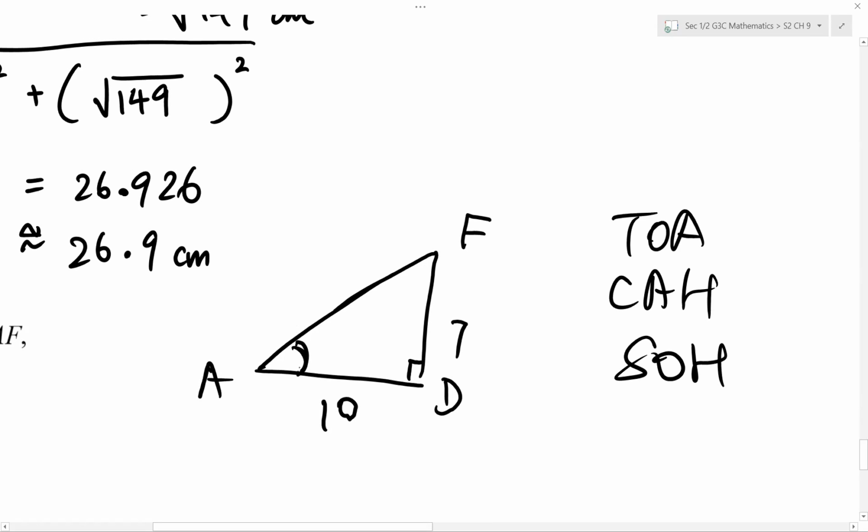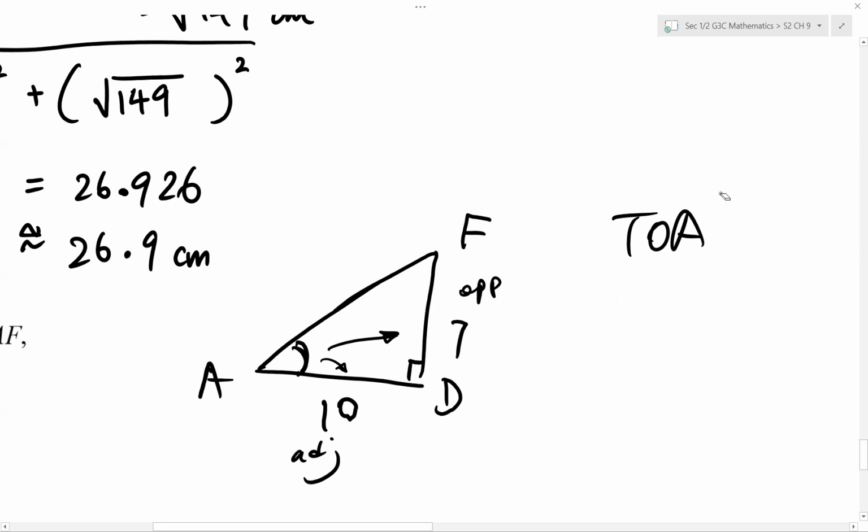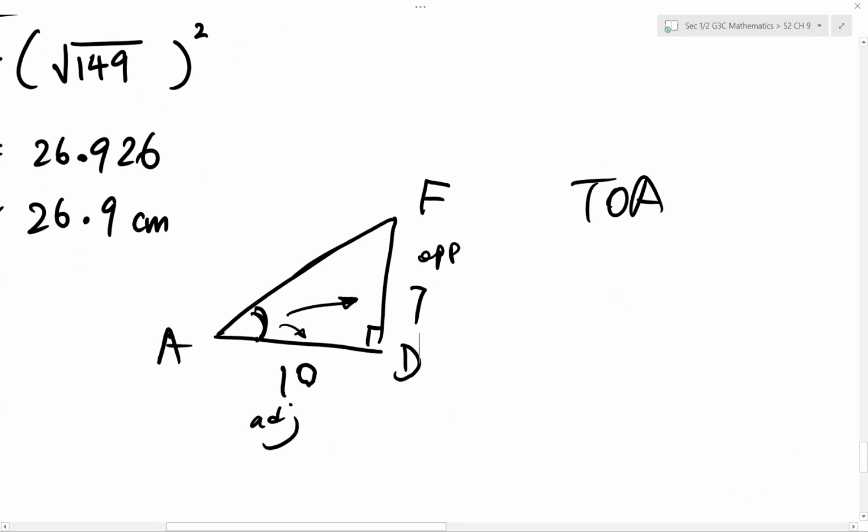This is our reference angle. I've got my opposite and I've got my adjacent. So which of these has opposite and adjacent at the same time? Only tangent. So the other two, remove them. I'm going to be using tangent.